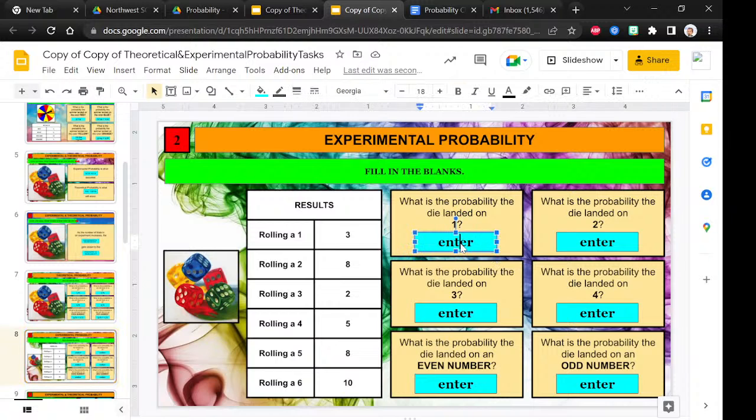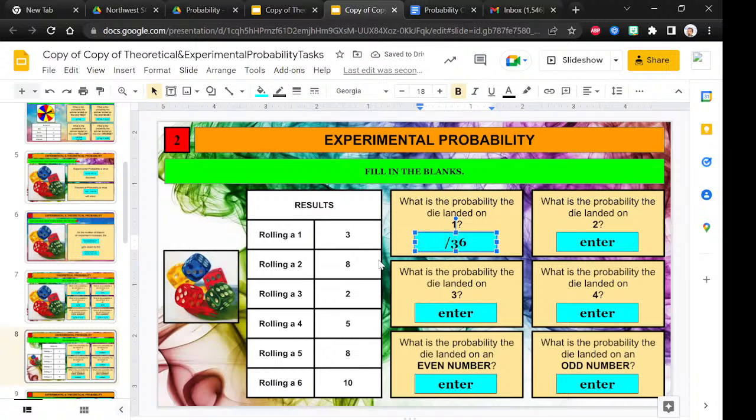And so, we look here, what's the probability the die landed on? Well, hold on a moment. It's landed, so we've got to add up this column right here again. So 3 plus 8 is 11, plus 2 more is 13, plus 5 more is 18, plus 8 is 26, plus 10 is 36. So this is going to be over 36.